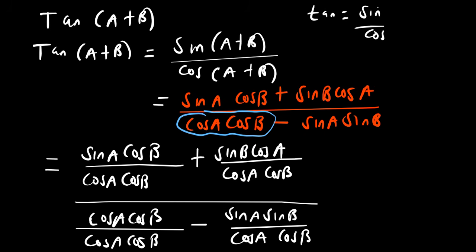Now that we've got this, how is it going to simplify? On top, cos B and cos B divide, and I'm just going to remain with sin A over cos A, which is just the same as tan A. There's a plus. Then cos A and cos A divide, so I remain with sin B over cos B, which is the same as tan B.